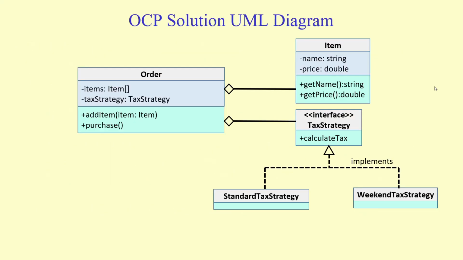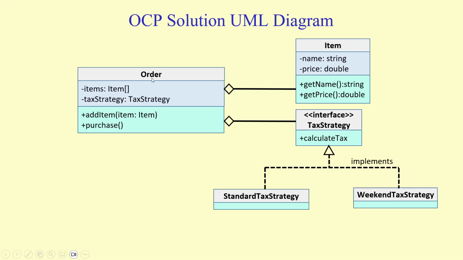And here's how we do it. This is now our UML diagram. So we've got the order class that has a list of items, and we'll now have a tax strategy, the strategy that implements the tax computation. We have an interface, the TaxStrategy interface, that has the calculateTax method. And now any number of concrete classes can implement this TaxStrategy.